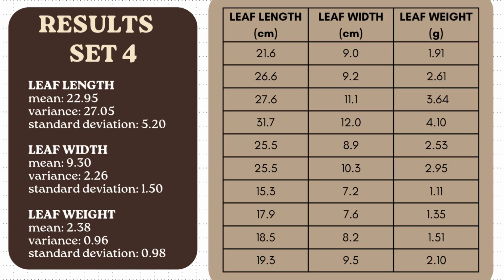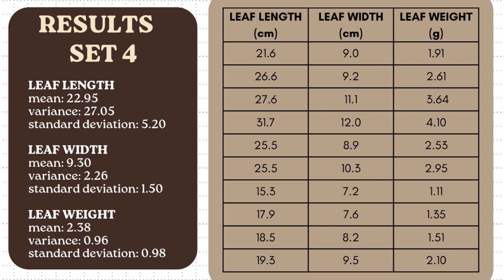The result of set 4, which is leaf length. Leaf length has a mean of 22.95 with a variance of 27.05 and a standard deviation of 5.20.